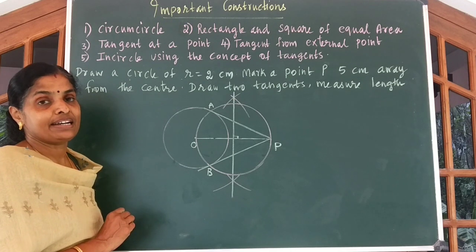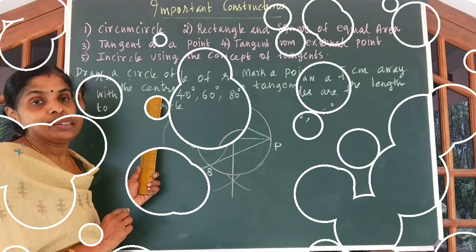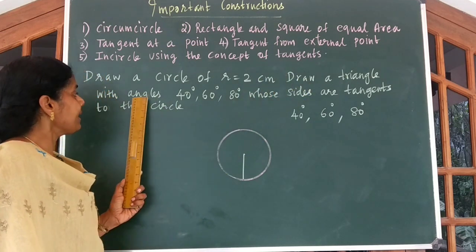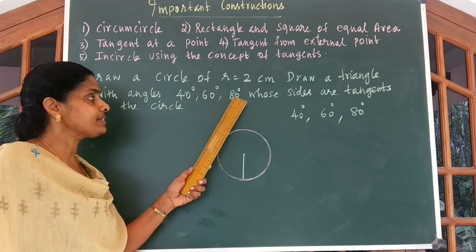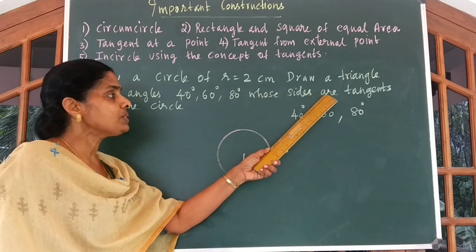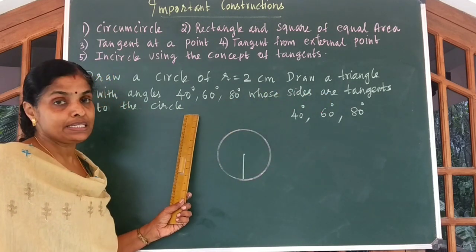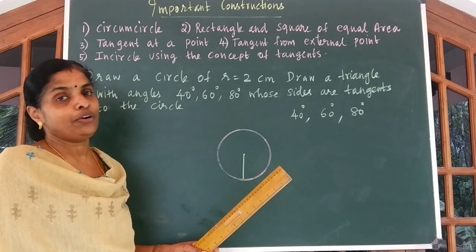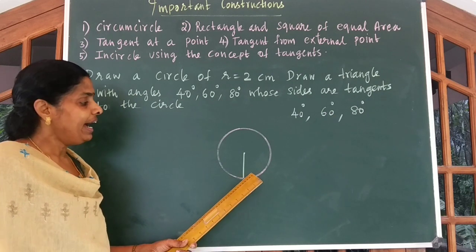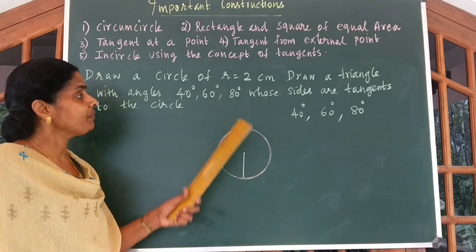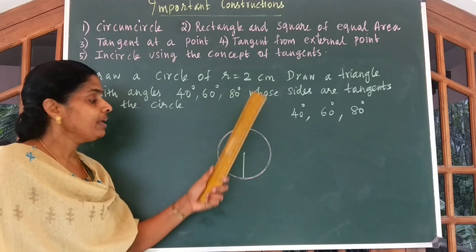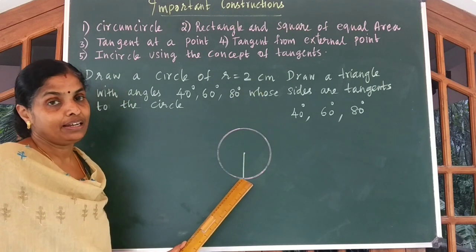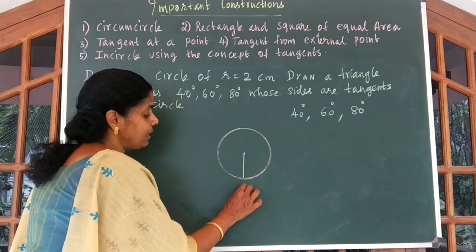Look at the last construction in circle. Draw a circle of radius 2 cm. Draw a triangle with angles 40 degree, 60 degree and 80 degree whose sides are tangents to the circle. That is, we are going to draw an in-circle of a triangle. First of all, I have drawn a circle of the given radius 2 cm. Now join the center to a point on a circle. Let me name this point as A.